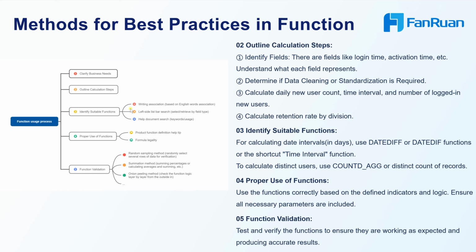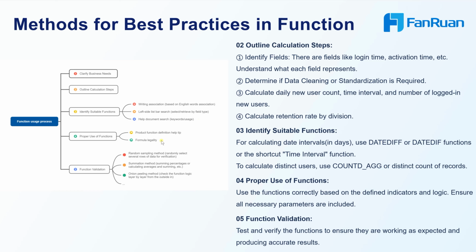Step 3. Identify suitable functions. How do we find the right function? One method is writing and recalling from memory. Familiar functions, such as time interval or count functions, can often be remembered just by writing them out. Another method is selecting based on the field type if you forget the exact function but know what type it is. The third method is referring to documentation. In the previous slides, I've shared help documentation that outlines the function types and suitable scenarios. You can search for specific keywords in the documentation to unlock the correct function.